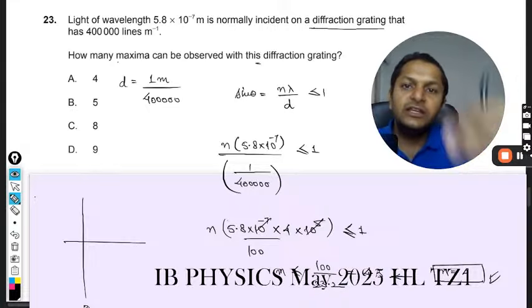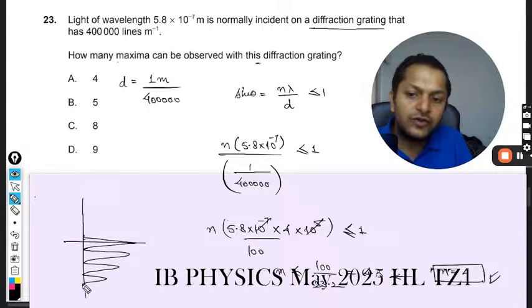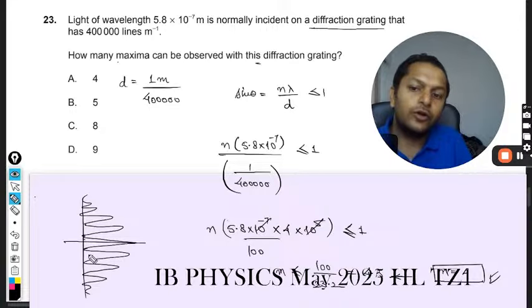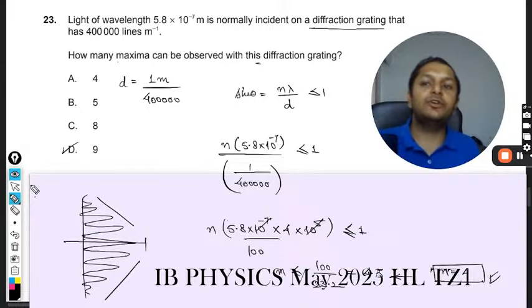Do you remember the other question when there were so many lines there? You would be getting that kind of a pattern here. This is the central maxima, then 1, 2, 3, 4, and then here 1, 2, 3, and 4. So overall, 4 here, 4 here, 8, and 1 here, 9. So a total of 9 will be your answer.